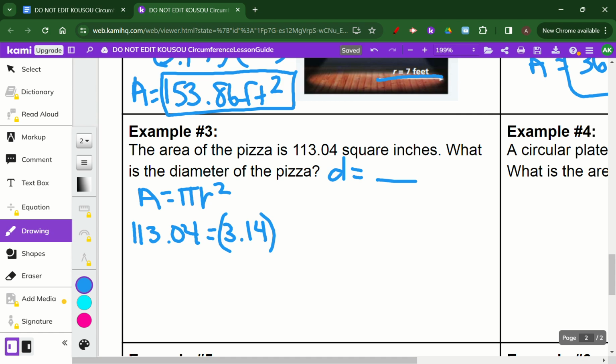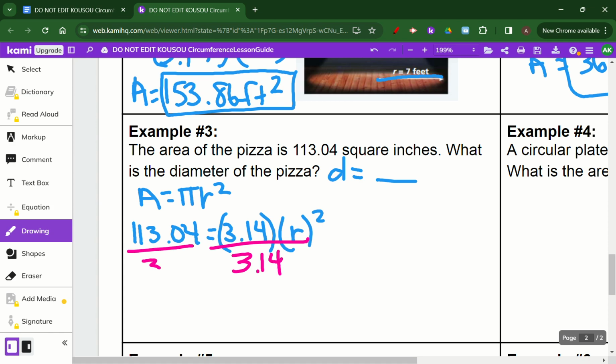Our radius, we don't know what r is squared. All right, so now we have an equation here. So we're going to divide both sides by 3.14. Okay, and then we have r squared equals 113.04 divided by 3.14, and that gets us 36.